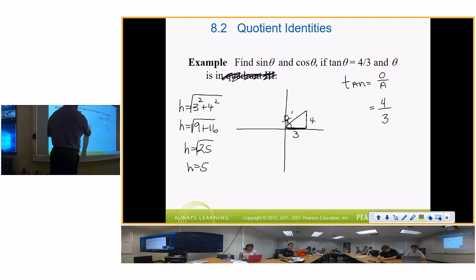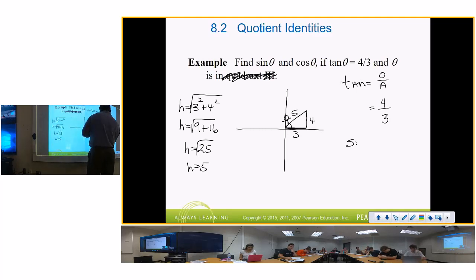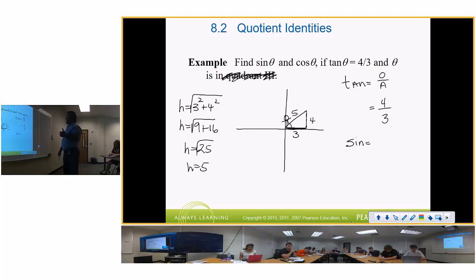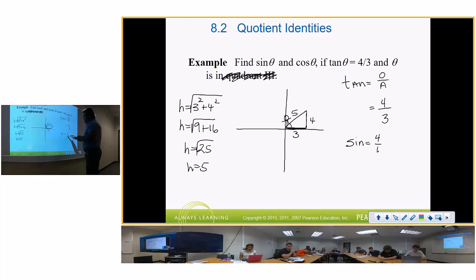So you put that there, and then you go, okay, well, sine is equal to what? Sine is equal to Oscar had, so that's going to be 4 over what? 4 over 5.